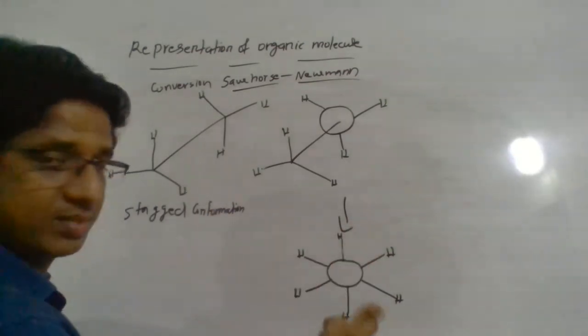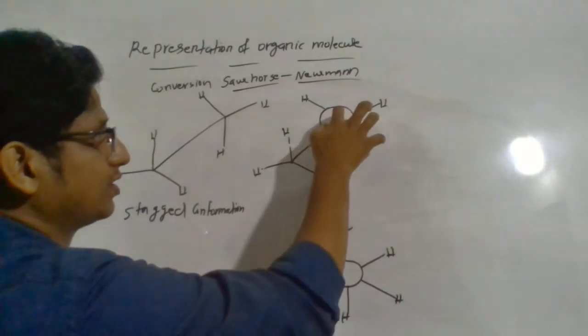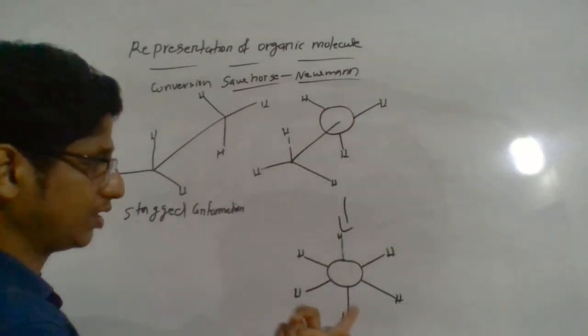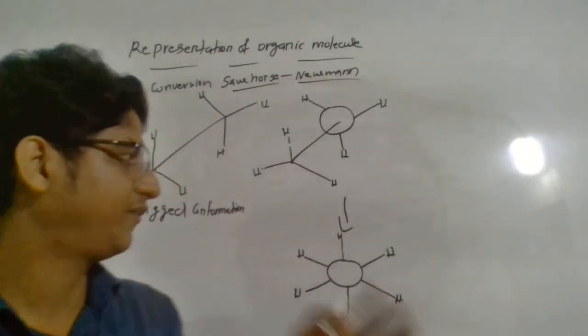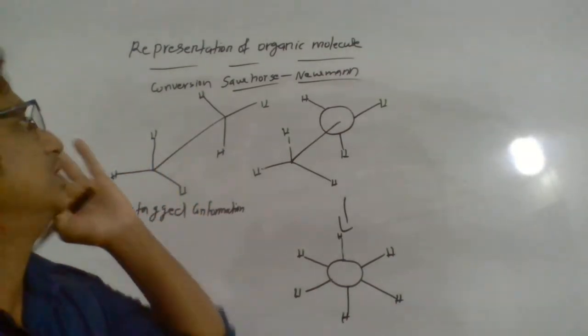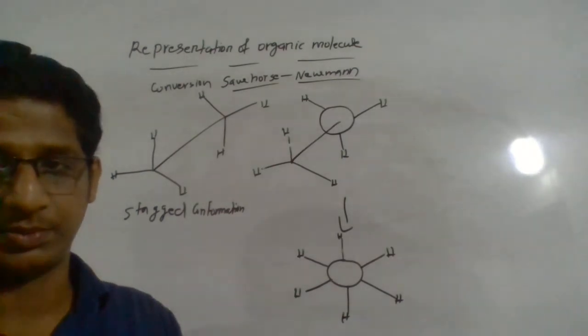One way you study normally, the other way also. There we pushed this part towards here. Here we are just pulling, when converting Newman into Sawhorse. So that's the main difference you will observe between the Sawhorse projection and Newman projection formula.